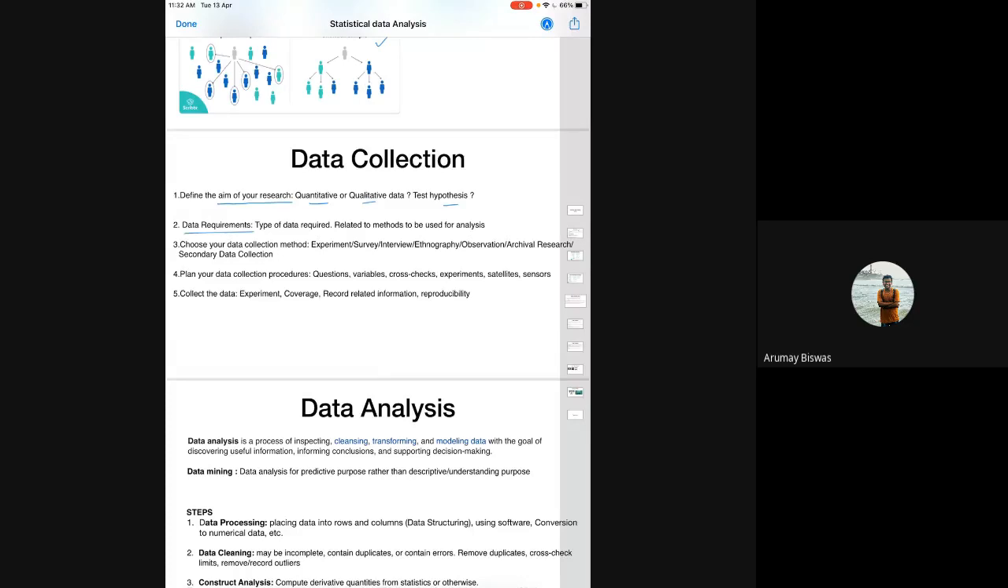On the other hand, if you're doing a qualitative analysis, so if you just want to find out trends, and you don't have any exact aim in mind, then of course you cannot take the same precautions that you would if you were doing a quantitative analysis. So then you would have to collect your data and then look at it and figure out trends.